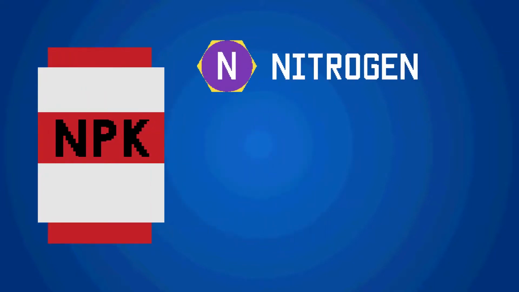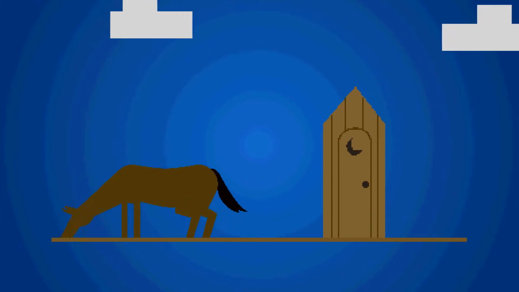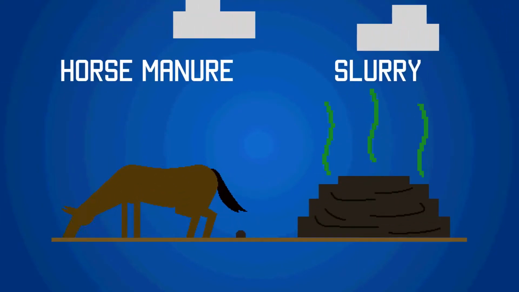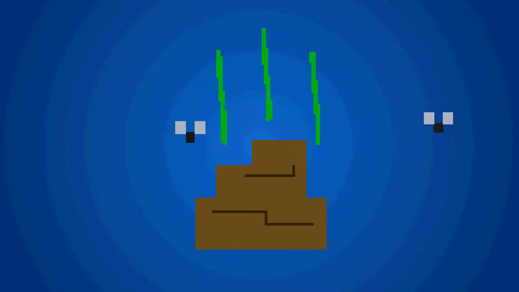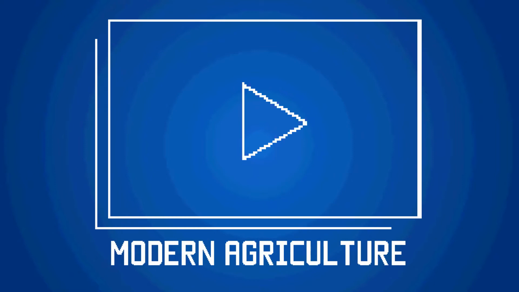These may be artificial fertilizers, which are called NPK, referring to the nitrogen, phosphorus, and potassium they contain. Natural fertilizers may include human or animal waste, like horse manure or slurry from cattle farms. The feces and urine contain many of the nutrients needed for growth. You can learn more about farming in this video.